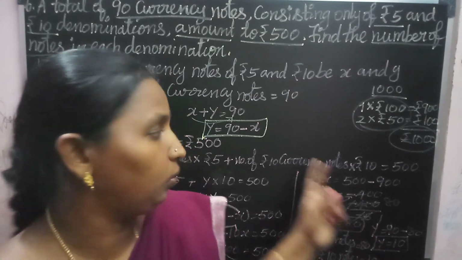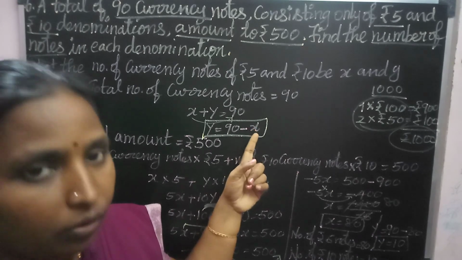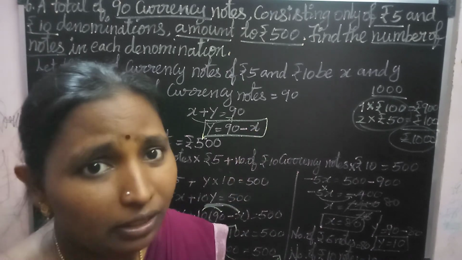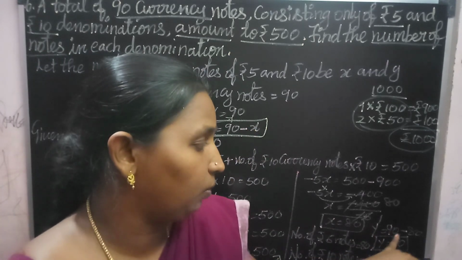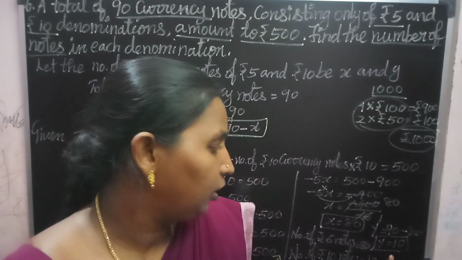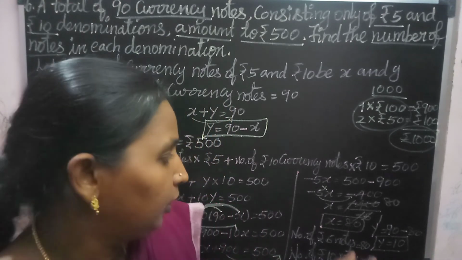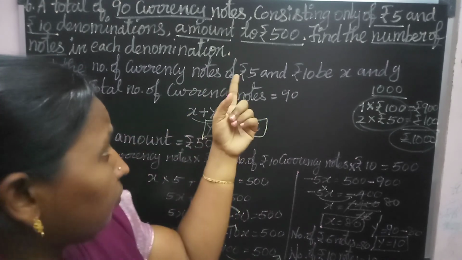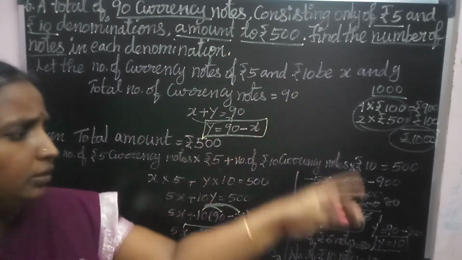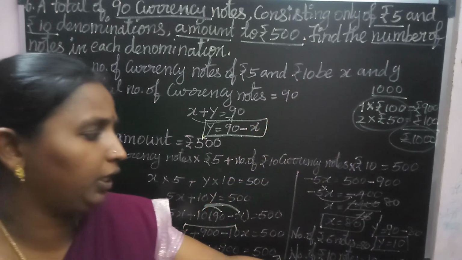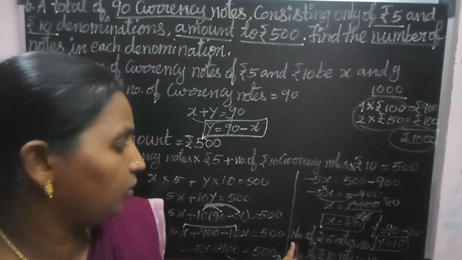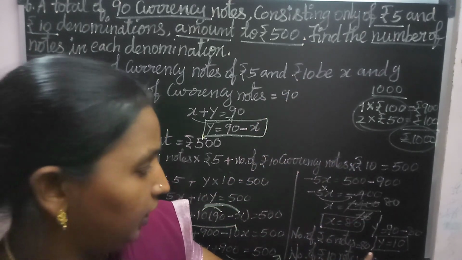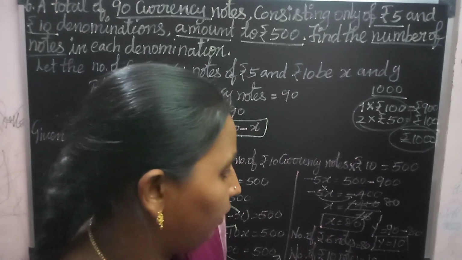Now Y equal to 90 minus X, so you have to substitute here. Then only you can find the value of Y. Y equal to 90 minus 80. You will get Y equal to 10. So here X is 80, the number of 5 rupee currency notes is 80, and the number of 10 rupee currency notes is 10. Therefore the number of rupees 5 notes is 80. Number of rupees 10 notes is 10.